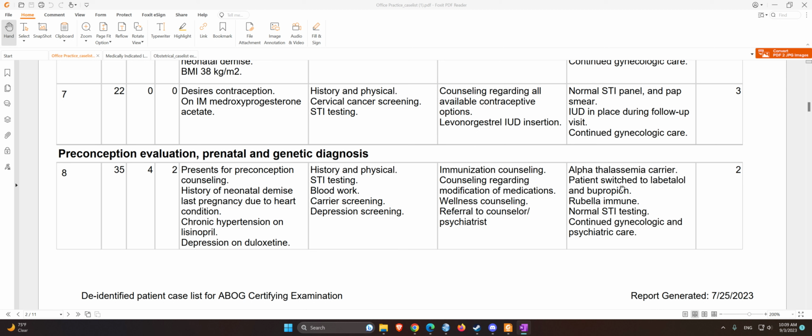Okay. And also, it looks like you switched the duloxetine to bupropion. Is that correct? Correct. Okay. And what's the problem with duloxetine? I believe there is not enough evidence to either support or to contraindicate duloxetine use during the pregnancy, since there's not enough data and evidence to do so.